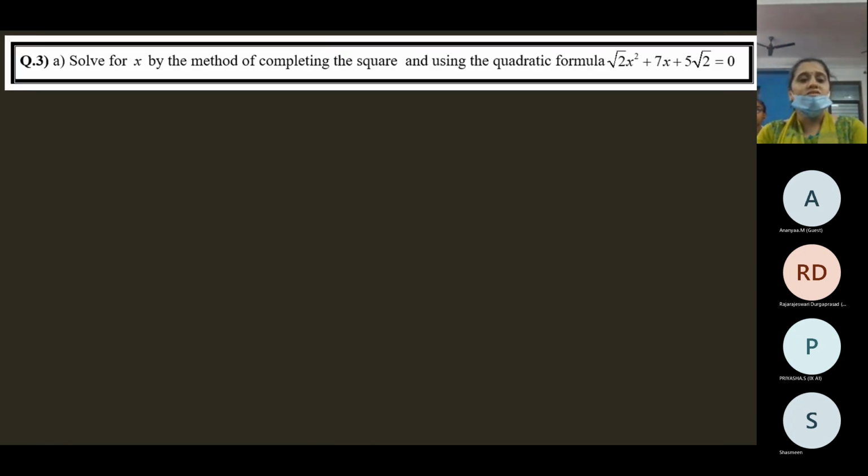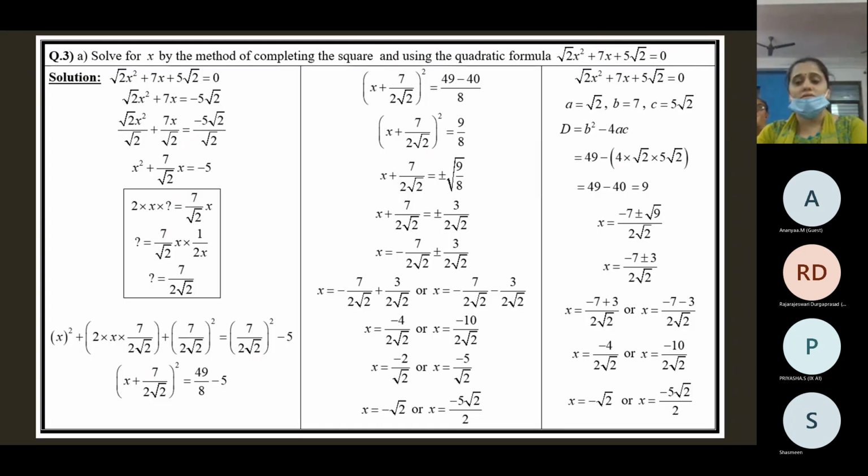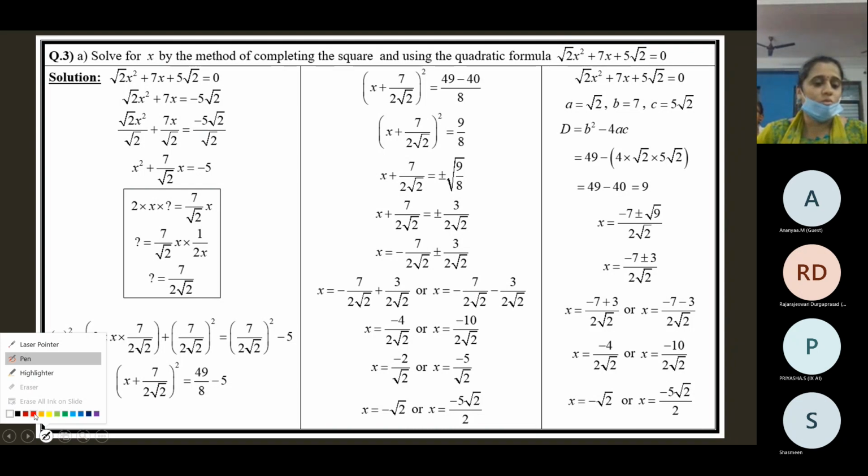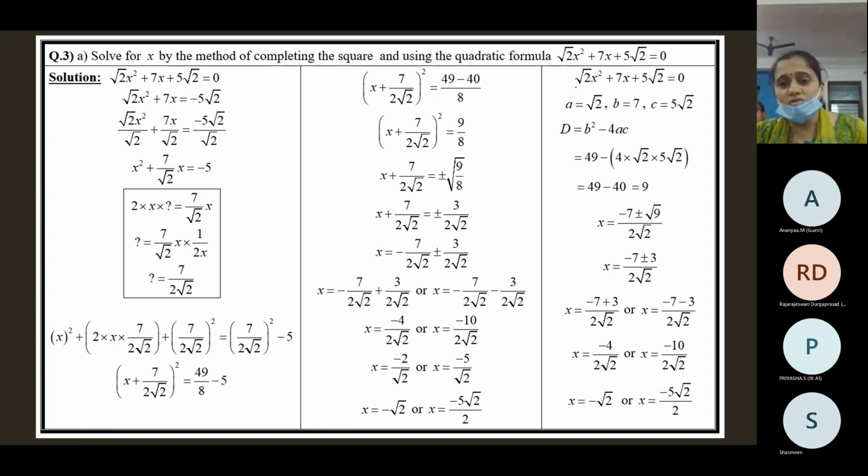Okay, see the question. Solve for x by the method of completing the square, which we do not have, and using the quadratic formula. So we'll see only by using the quadratic formula. See here, the quadratic formula is in the third column. So this is the given quadratic equation.